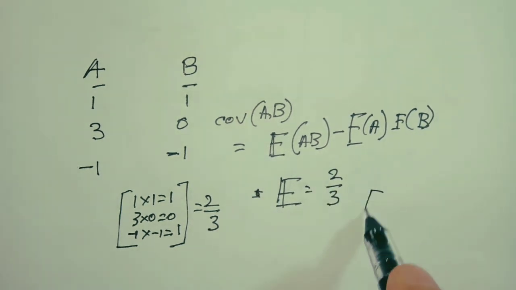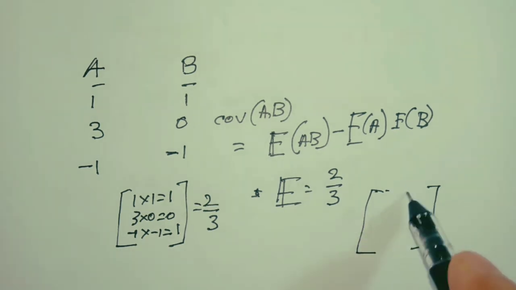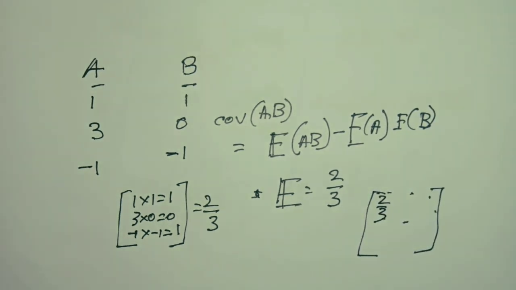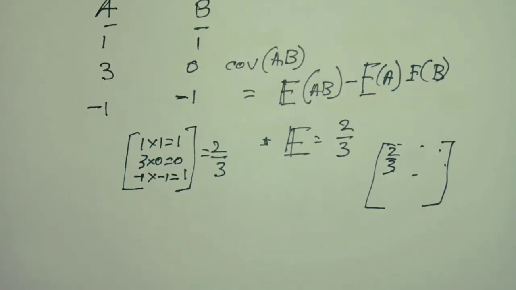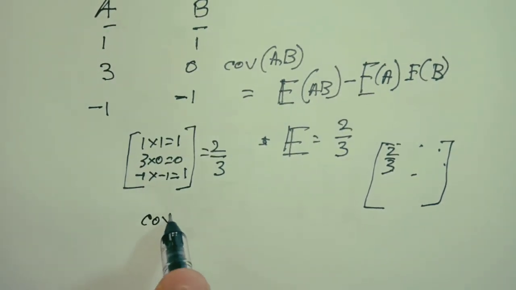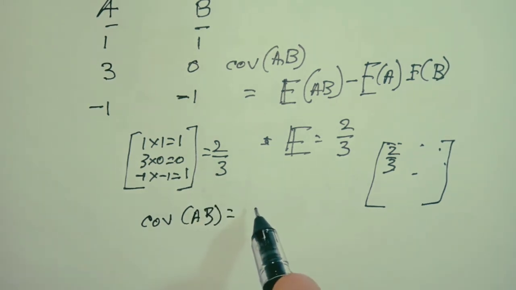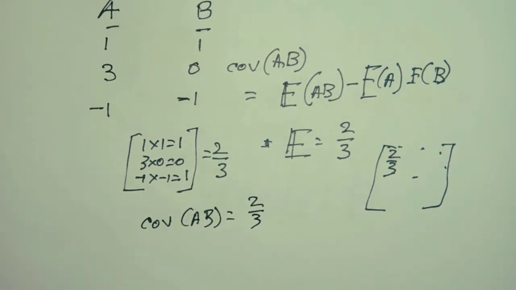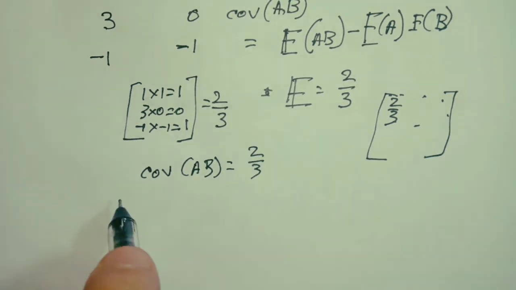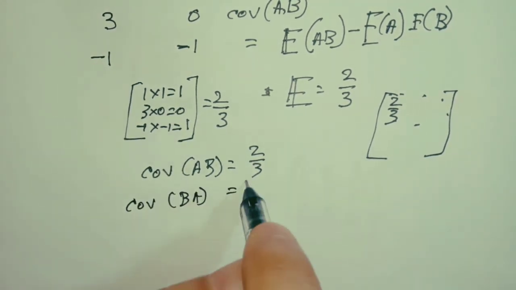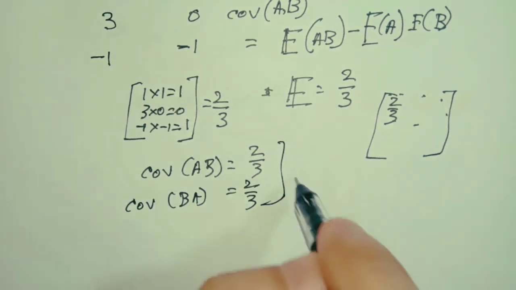So in this part of the matrix, where we have got these values, the first one is 2 by 3. The covariance of A and B equals 2 by 3. In this way we can always tell that the covariance between B and A will also be 2 by 3.